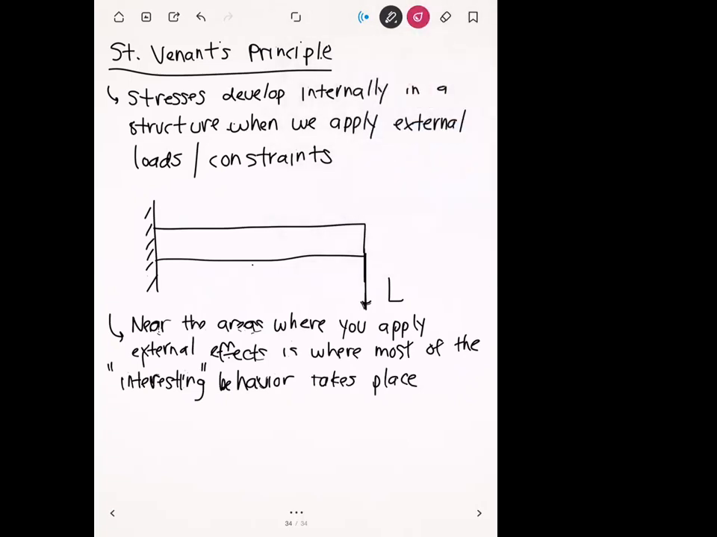Right, and so this is really useful in finite elements because this will allow you to make a prediction for what the solution is going to look like before you actually do it. For this particular case, I can tell you right now that this area right here, where we're fixing the beam to the wall, we're going to have stress concentrated here.